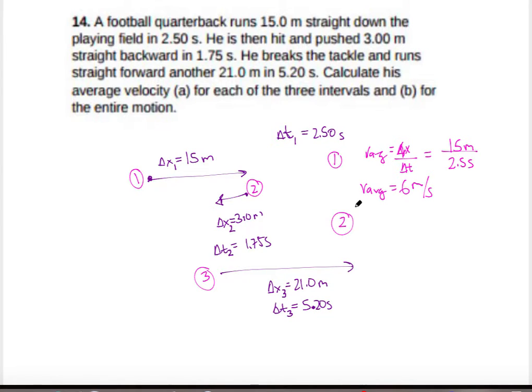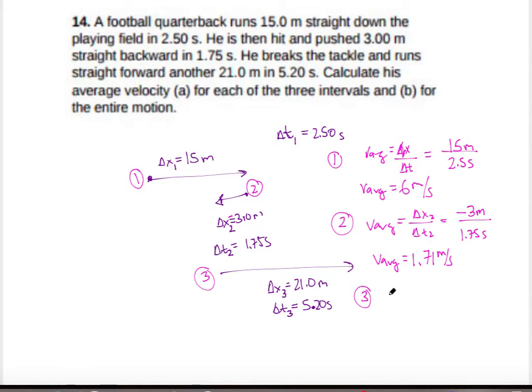Then for 2, our average velocity is going to be the same thing, but with delta x2 and delta t2. So this is going to be a negative 3 meters, because we're actually going in the opposite direction. So we have negative 3 meters over our 1.75 seconds. So our average velocity for part 2 is going to be negative 3 divided by 1.75, which is approximately 1.71 meters per second. I'm just going to round that.